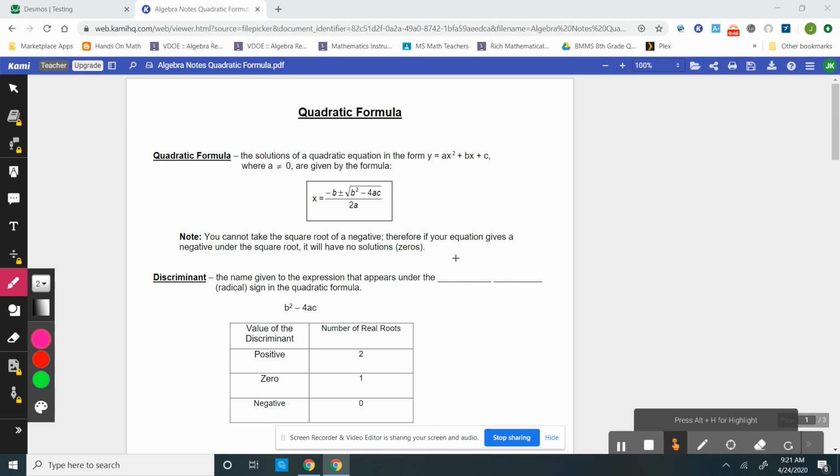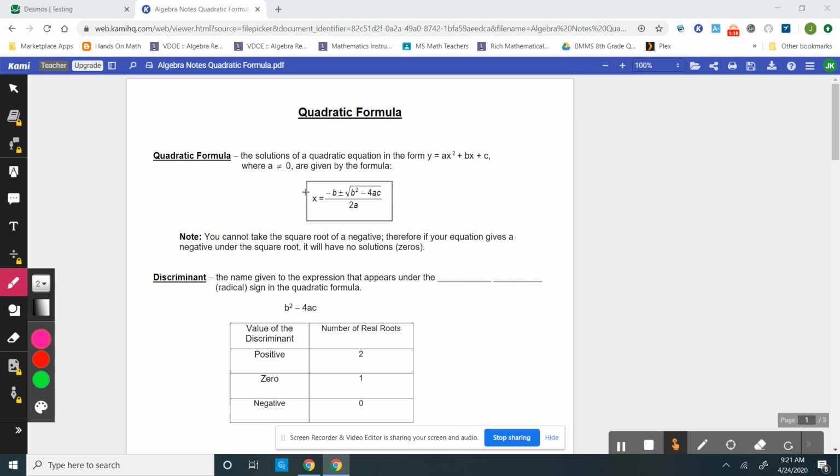Remember, these are the solutions of your quadratic equation, which will be in the form y equals ax squared plus bx plus c. Then you'll use your quadratic formula here. Like it says, you can't take the square root of a negative number. So if your equation gives you a negative number under the square root, then you'll have no solutions, which you learned about yesterday with the discriminant. You wouldn't even have to do the rest of your formula, but we'll talk more about that later on.